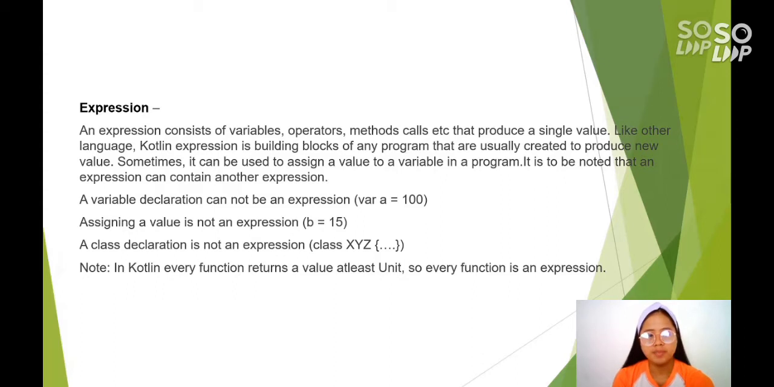Expression. An expression consists of variables, operators, method calls, etc. that produce a single value. Like other languages, Kotlin expressions are the building blocks of any program that are usually created to produce a new value. Sometimes, it can be used to assign a value to a variable in a program. It is to be noted that an expression can contain another expression.